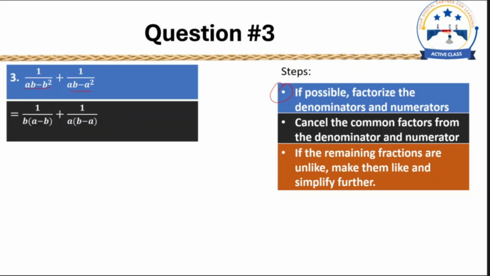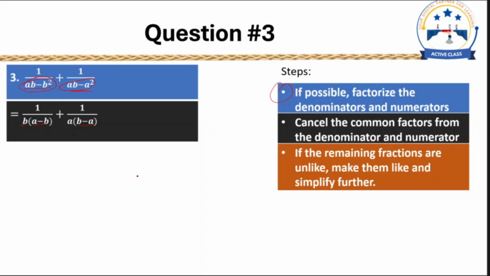Let's do that. From the first fraction, I took b as common, so there remains a minus b. And from the denominator of the second fraction, a is taken out as common, so there remains b minus a. One thing you should be careful about is if you have got same factors with the opposite symbol, then we try to make them same by taking minus as the common.